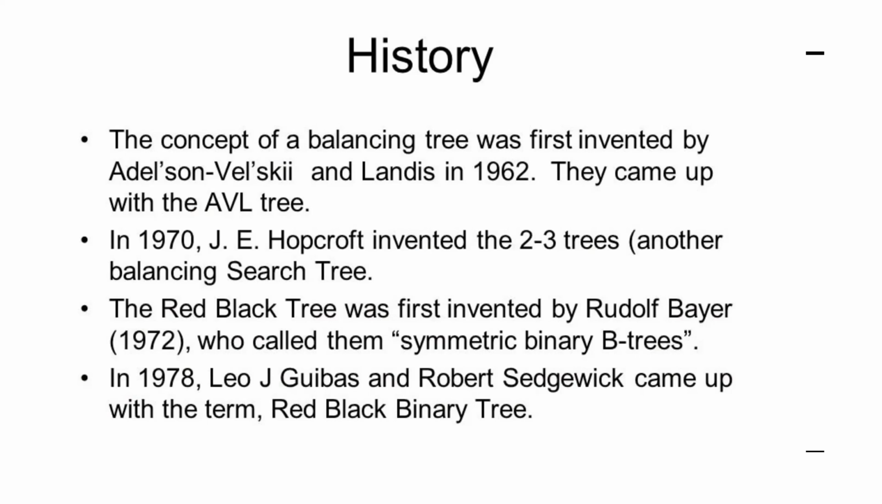They came up with the AVL tree. In 1970, Hopcroft invented the 2-3 trees, another balancing search tree. The red-black tree was first invented by Bayer in 1972, who called them symmetric binary B-trees. In 1978, Guibas and Sedgewick came up with the term red-black binary tree.